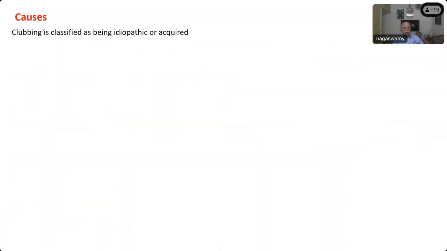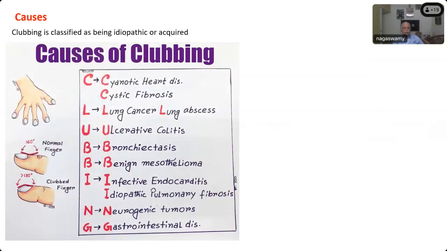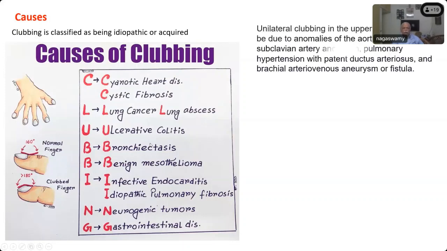Now, causes of clubbing can be classified into idiopathic and acquired, and this is the mnemonic that may be useful. C stands for cyanotic heart disease, cystic fibrosis. L for lung cancer, lung abscess. U for ulcerative colitis. B for bronchiectasis. B for benign mesothelioma. And of course, there are a number of other causes. Unilateral clubbing may be in the upper limb due to anomalies in the subclavian artery, aneurysm or aorta branches.